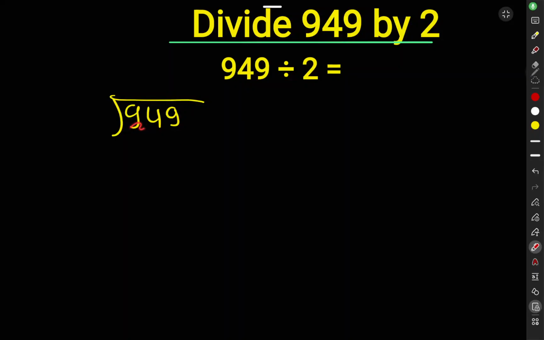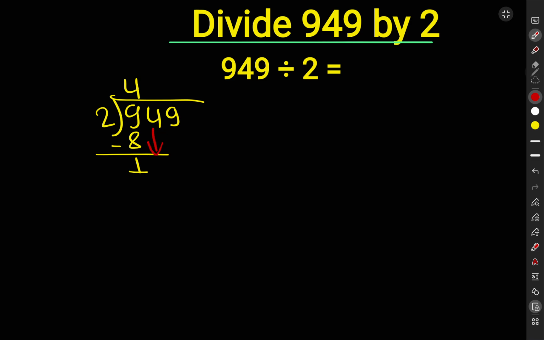We divide 949 by 2 in long division method. So 2 times 4 is 8. On subtracting we get 1.